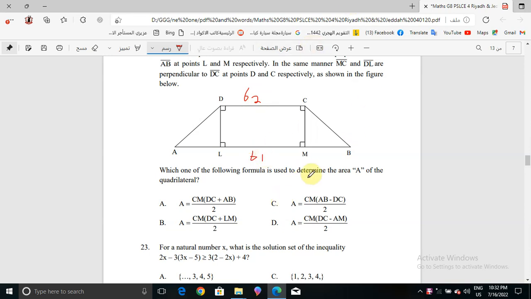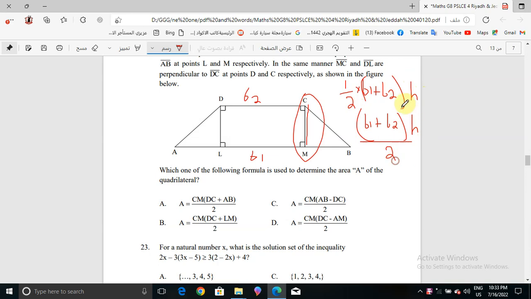Okay, now what we will do here, CM is a high, right? So we will take CM as a high. Why? Because the formula of trapezium, the area of trapezium is 1 over 2 times B1 plus B2 times high. So that means B1 plus B2 times high over 2, right?